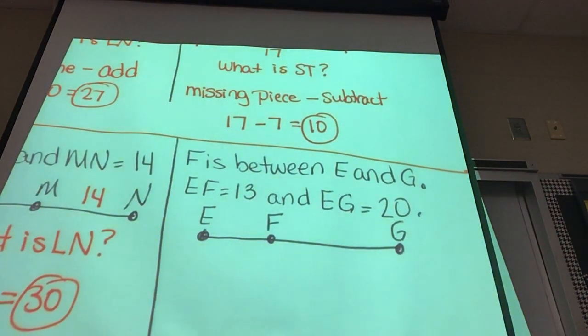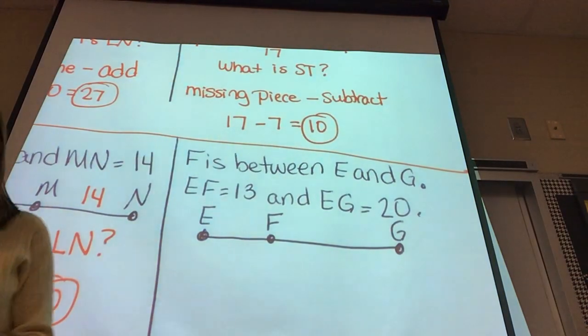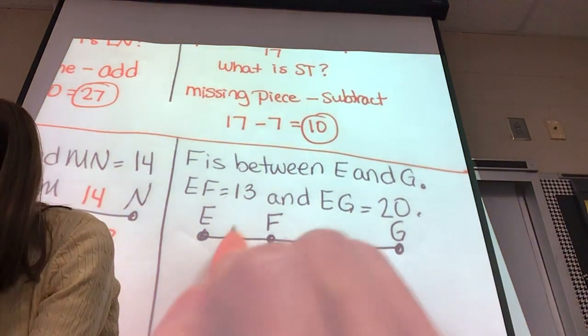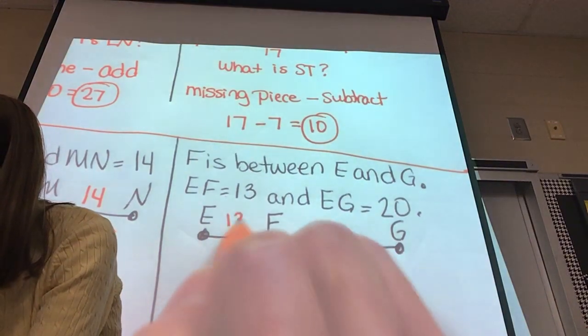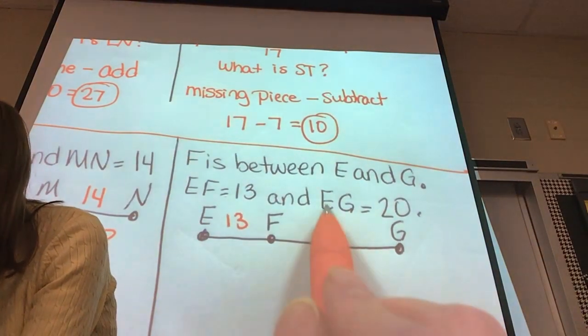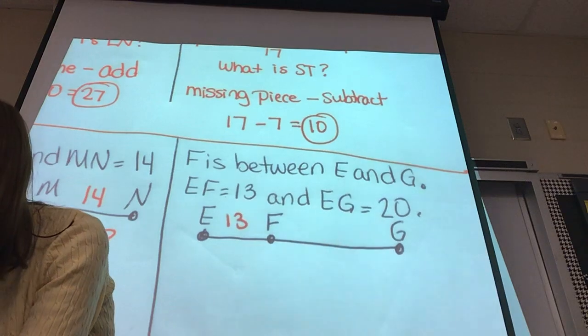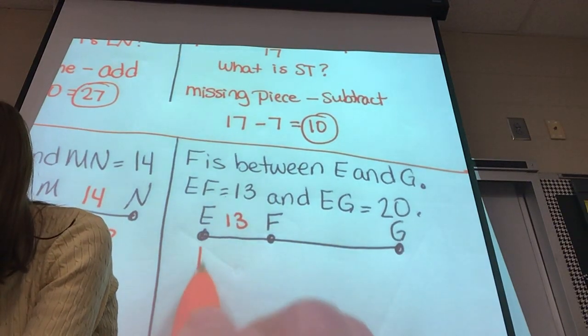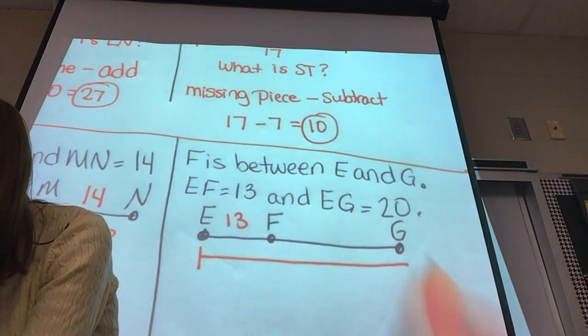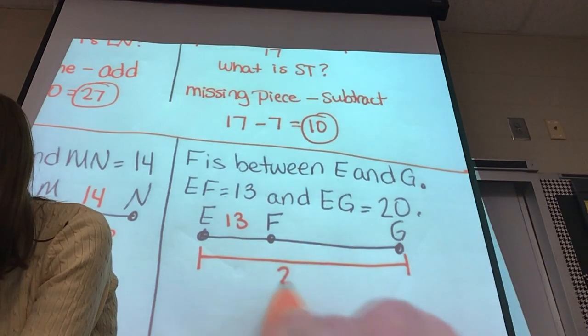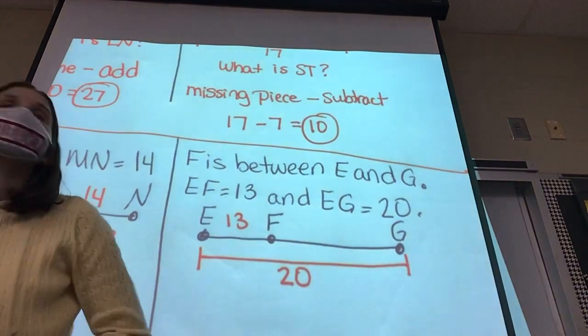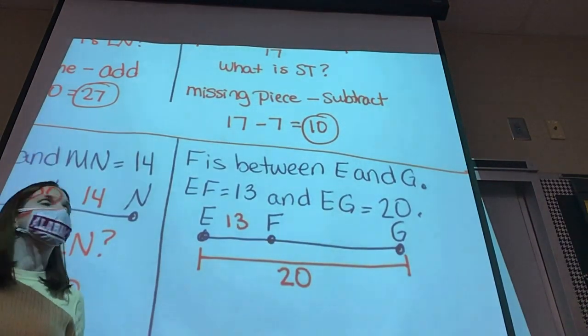So I can put it wherever I want to put it. So now all you've got to do is fill them in. 33. So EF, this one's going to be 13. EG, 20. EG is what? 20. Okay, that's my whole line. That's 20. Oh, it's 33. Wow.